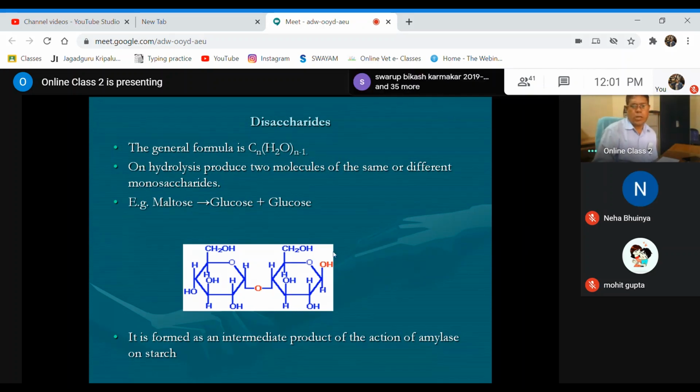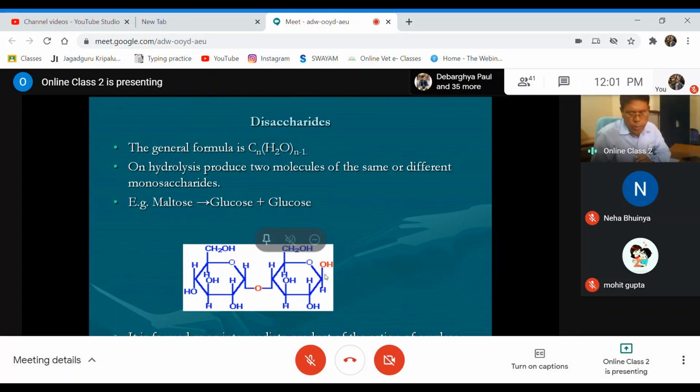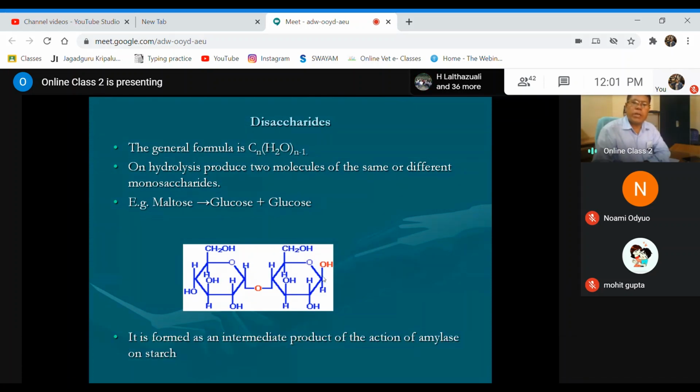So this configuration can be either alpha or beta. Both configurations occur, but most of the time it will occur in the beta configuration because the beta configuration is more stable. That is what we discussed when we discussed mutarotation. Of 100, about 66% occurs in the beta configuration because it is more stable. So also in most maltose residues, the OH group attached to the anomeric carbon of the second residue will predominantly be in the beta configuration.